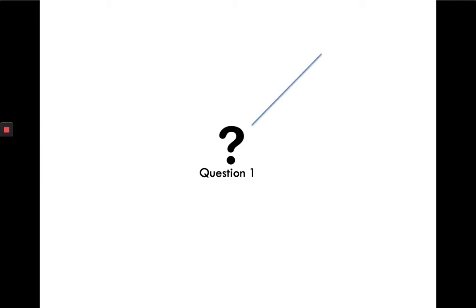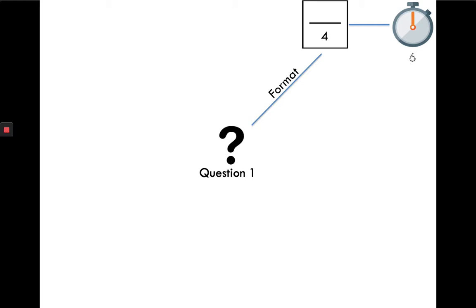Now, the actual format of question one, as you may or may not know, is that it is worth 4 marks. 4 marks roughly equates to about 6 minutes. I'll talk about this in more detail, but this is a really important part of question one and where people often go wrong, not thinking about the marks in relation to the minutes.